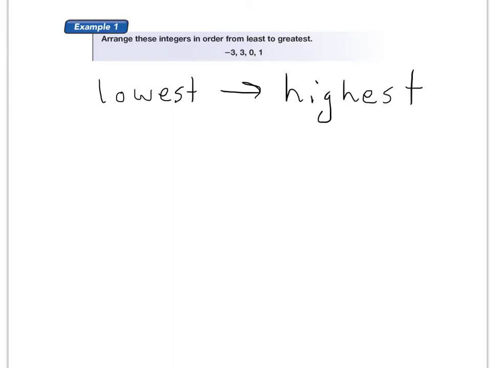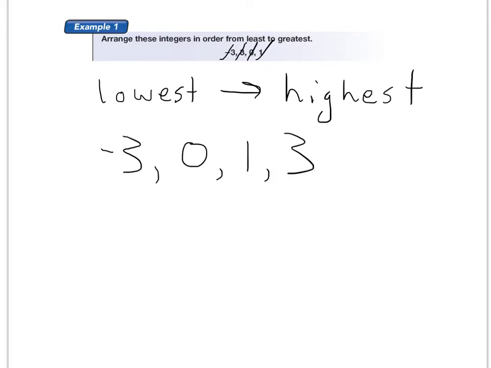So, the lowest number out of all these, I'm looking at these four numbers going, well, negatives are always lower than positives, so negative 3 has got to be the lowest number. And the farther negative you go, the lower we get. So that crosses off negative 3. So we have 3, 0, or 1. Well, the next lowest is 0, the next lowest is 1, and the next lowest is 3. So from lowest to highest, we've got negative 3, 0, 1, and 3. And we took care of all four of our numbers, so our list is complete.